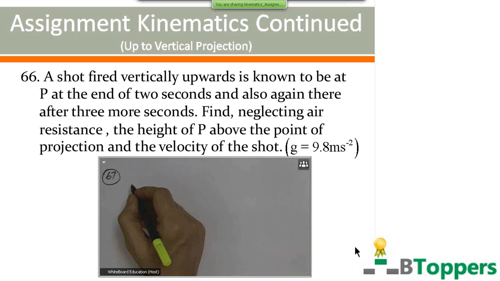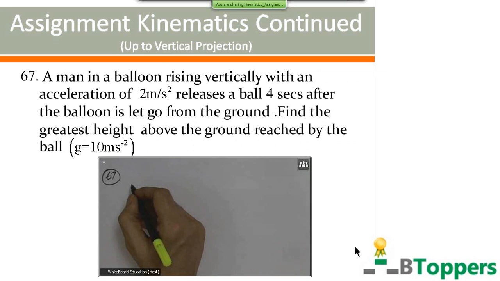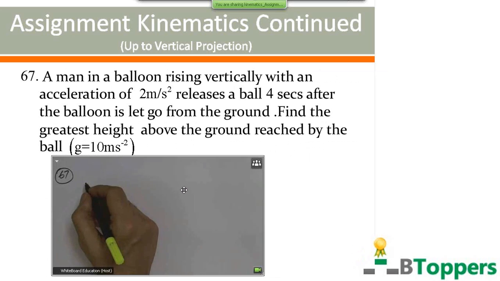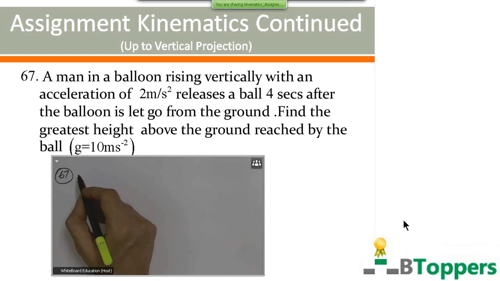So I have discussed question 66 before this. Now I am going to discuss question number 67. A man in a balloon rising vertically with an acceleration of 2 meters per second square releases a ball 4 seconds after the balloon is let go from the ground. Find the greatest height above the ground reached by the ball. So you have to find the height of the balloon after first 4 seconds, and you have to find the velocity of the balloon after first 4 seconds.